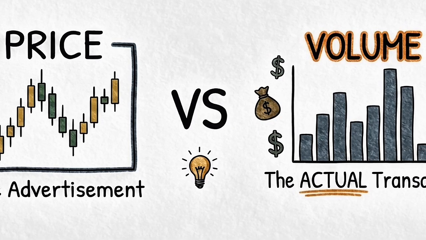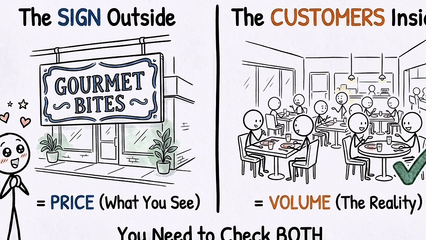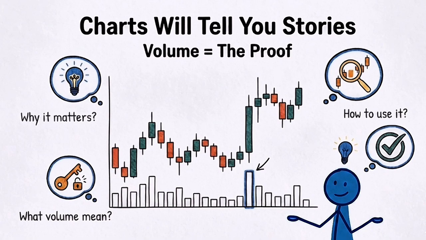Price is just the advertisement. Volume is the actual transaction. It's like judging a restaurant only by its sign outside, without ever checking if there are any customers inside. In this video, I'm going to show you how to read volume correctly, not just what volume is, but what it means, why it matters, and how to use it to see what's really happening behind every move. After this video, every candle on your chart will tell you a story, and volume will be the proof.